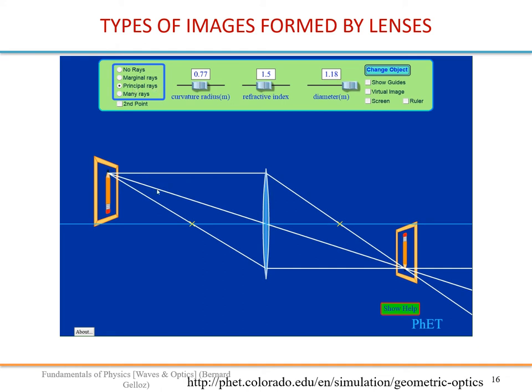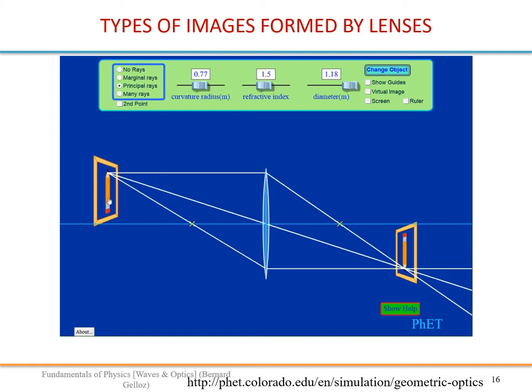So one ray is going straight through the center of the lens and therefore is not bent, and another ray is taken parallel to the central axis, and it will focus, therefore it will intersect the central axis at the focal point. And with these two rays you can find the image of the tip of this pencil here. You can also take this third ray if you wish. Any ray that intersects the focal point will emerge parallel to the central axis.